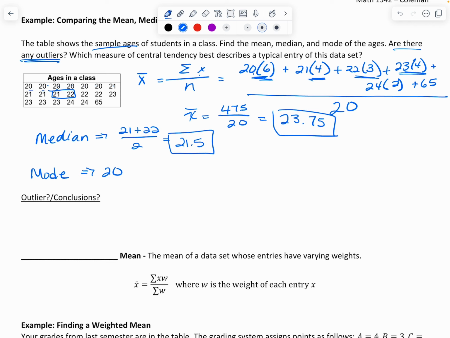So then it says, which measure of central tendency best describes a typical data entry point? So if we look at what might be typical, one of the things that we have to look at is the fact that this person who is 65 is outside the range of everybody else. So in this case, 65 is an outlier. It falls outside the average, the things that we're looking for. So 65 is way above my average, it's way above my median, and it's way above my mode. So that makes it an outlier.